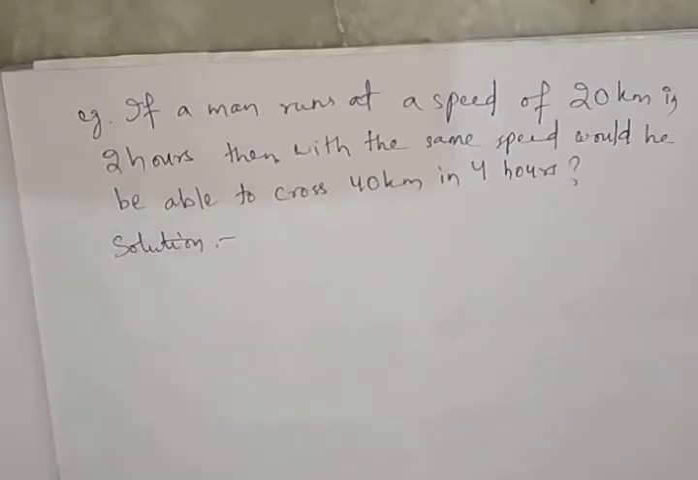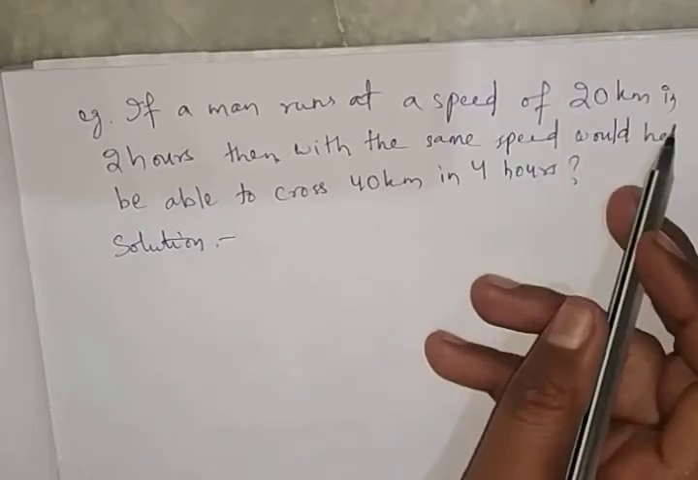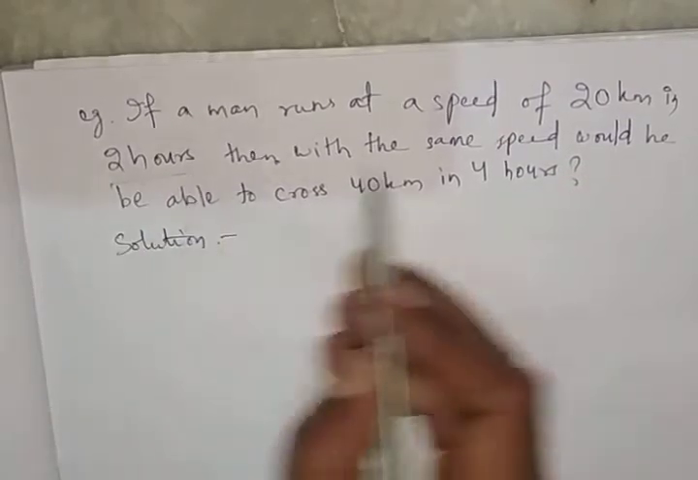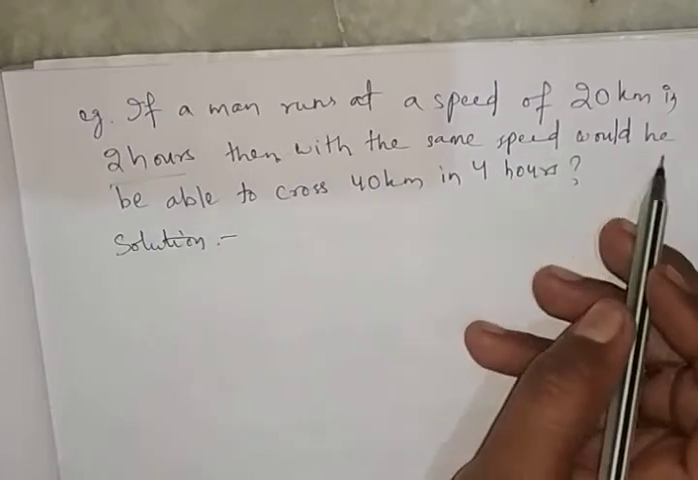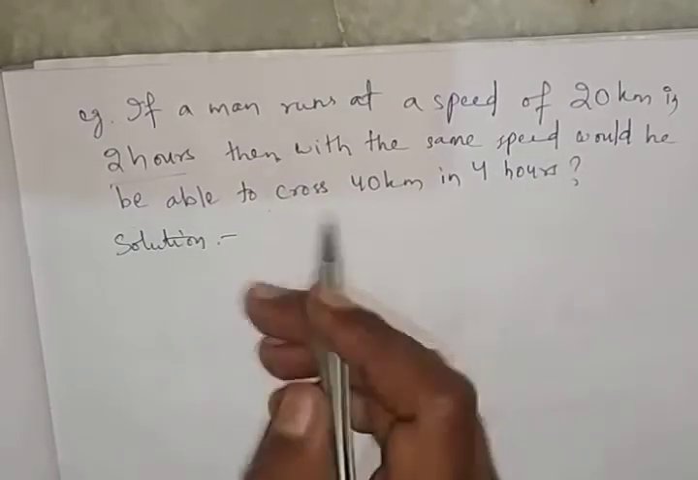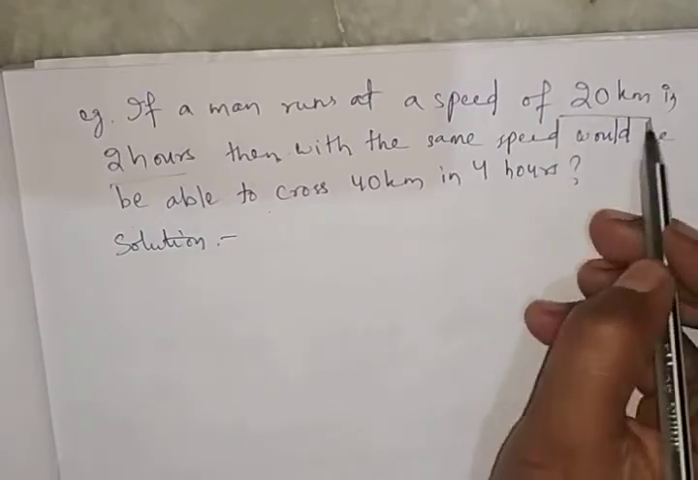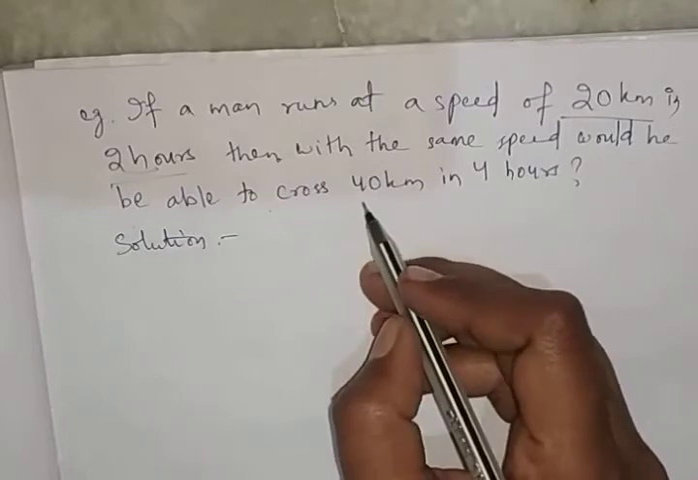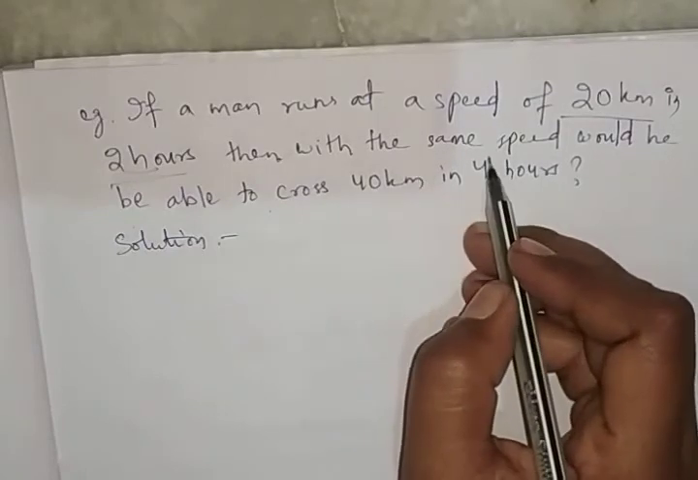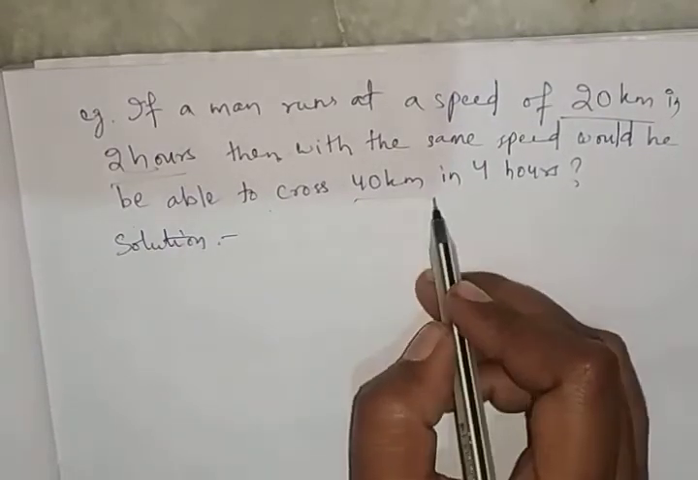Now we'll see one example. If a man runs at a speed of 20 km in 2 hours, then with the same speed would he be able to cross 40 km in 4 hours? So what we will do here? We are comparing the speed with the same speed.